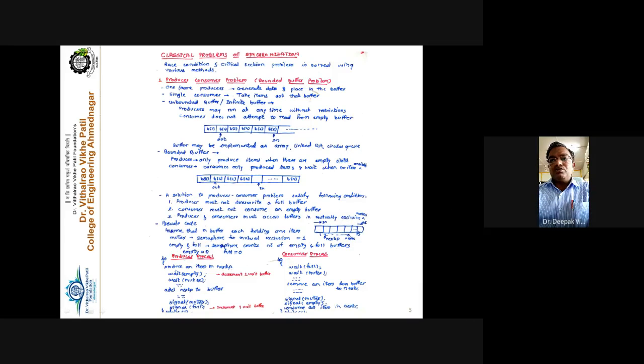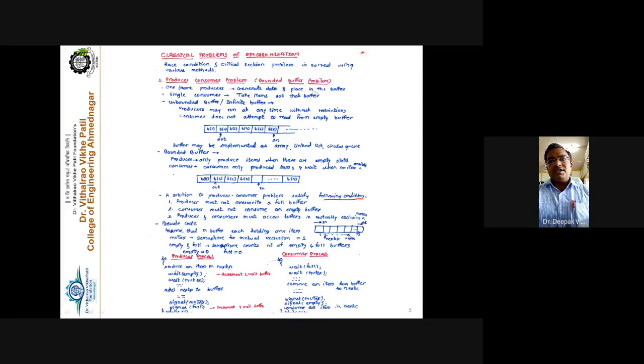So the solution to the producer consumer problem must satisfy the following conditions, which are the conditions to achieve the synchronization. Our question is how we achieve proper process synchronization between the producer type and consumer type of processes. We have to follow three conditions or three steps.